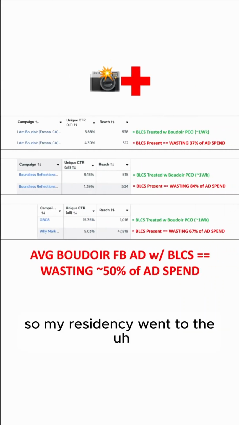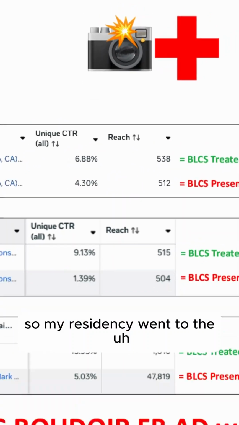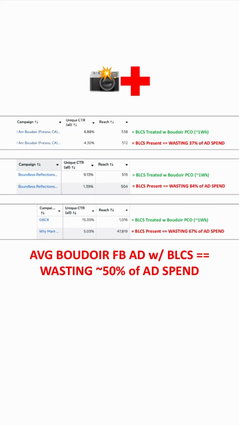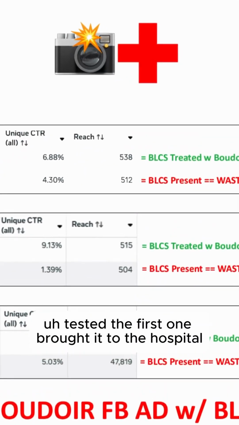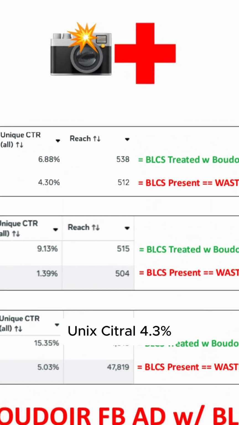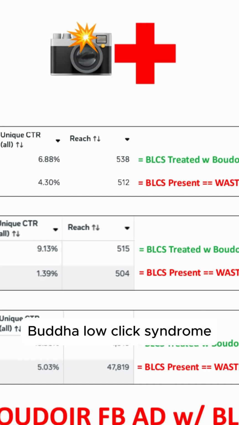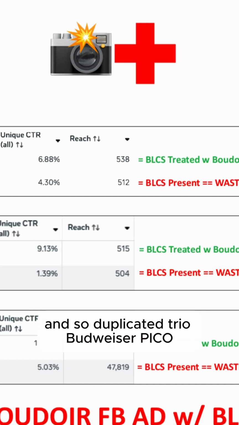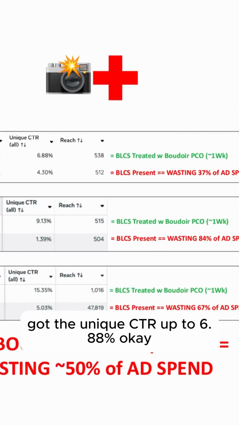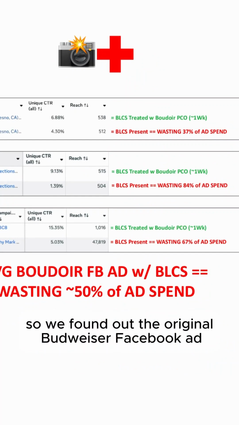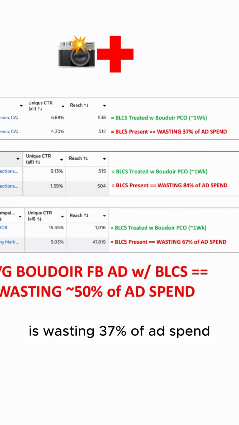So my residency, basically I found some boudoir Facebook ads out in the wild there. Tested the first one, brought it to the hospital. Unique CTR all 4.3%. So BLCS is present because unique CTR all is under 6%. Boudoir low click syndrome. And so duplicated, treated with boudoir Pico, got the unique CTR all up to 6.88%. Okay, so we found out the original boudoir Facebook ad was wasting 37% of ad spend.